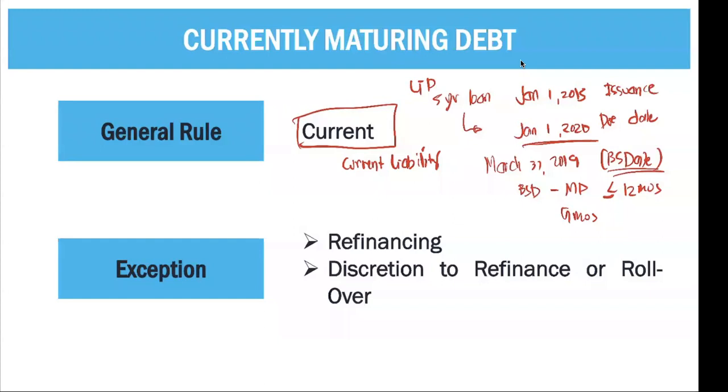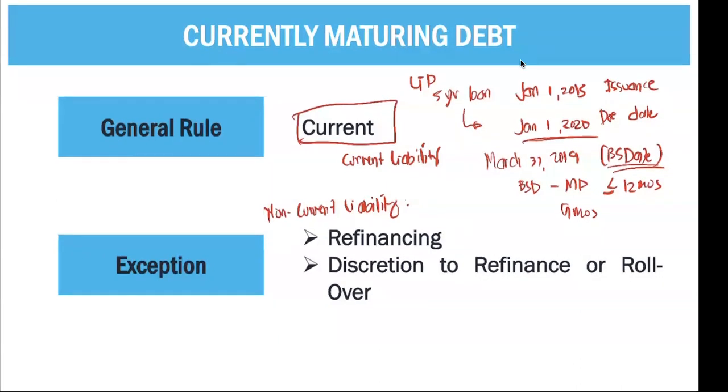No. What are the exceptions to the rule? We can say it can be considered as a non-current liability if there is a valid refinancing or there is a discretion to roll over or refinance the long-term debt or currently maturing debt. Let's first discuss refinancing.